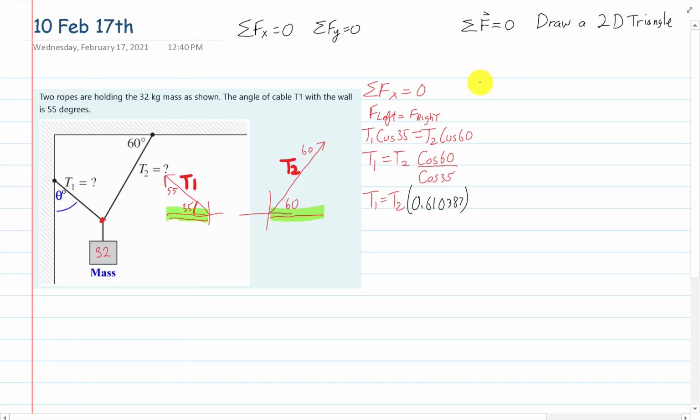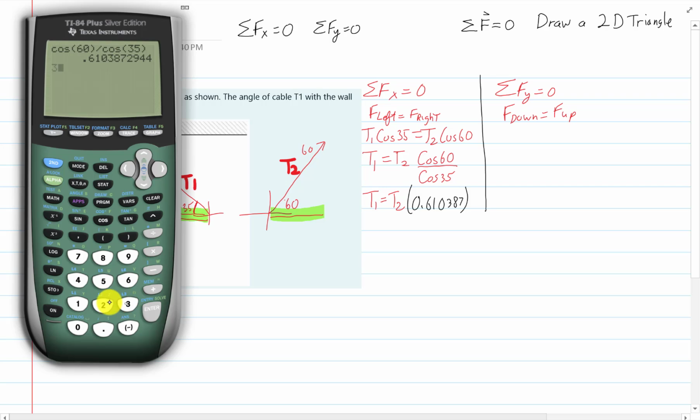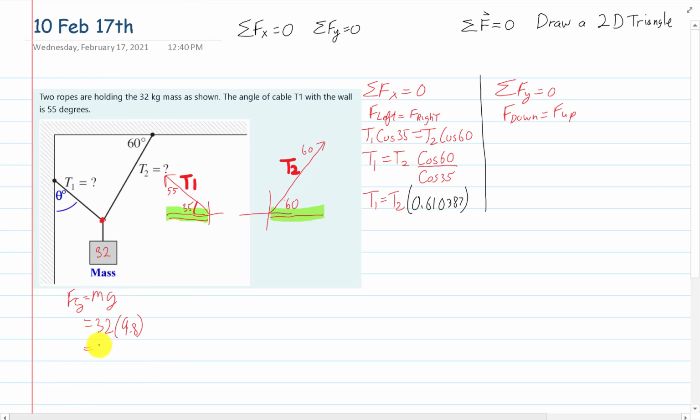Now we have to look at the sum of the forces in the y direction. The sum of the forces in the y direction has to equal 0. That means the forces down have to equal the forces up. The force down is just this 32 kilogram object, and that's just going to be mg. So the force of gravity is equal to mg, which is 32 times 9.8, that's 313.6 newtons. And that's going to be down.